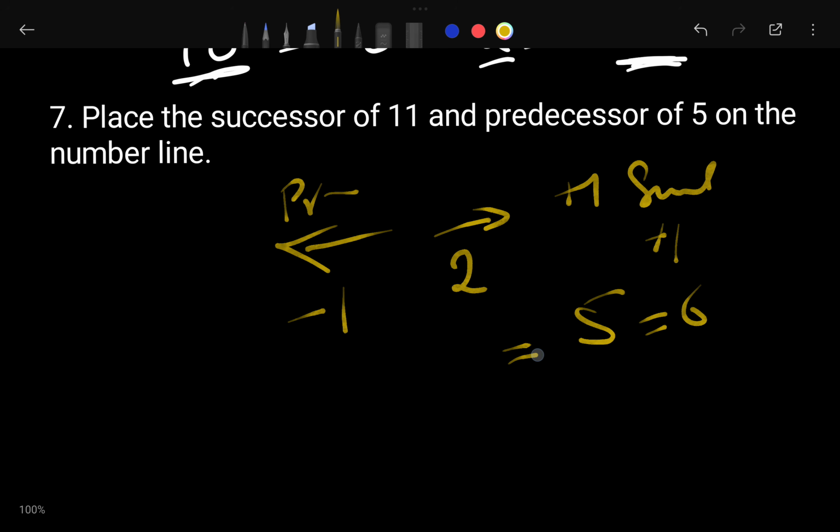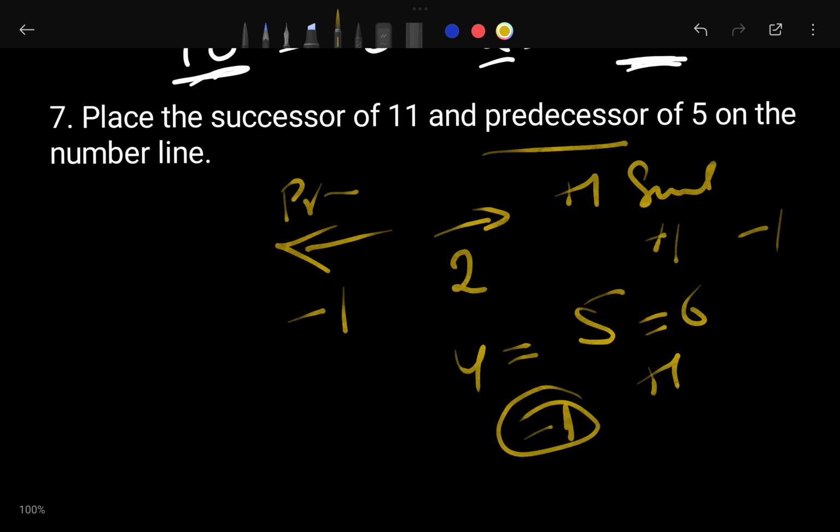It is going to be 6. What is the predecessor of 5? Always remember minus 1, then it is going to be 4. So successor means one step forward, means plus 1. Predecessor means one step back, means minus 1. Let's suppose this is 3. What is the successor of 3? It will be 4. What will be the predecessor of 3? It is going to be 2.